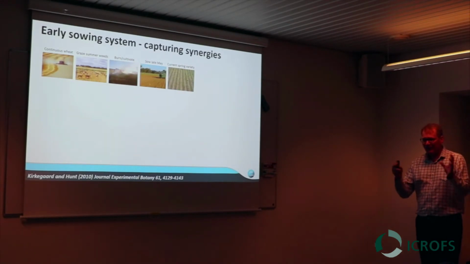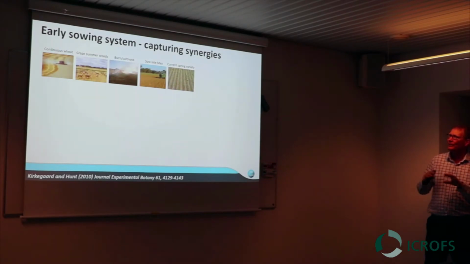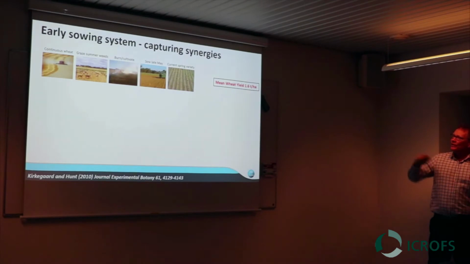So I want to summarise now a 5-year project, which we call the Water Use Efficiency Project, and I want to summarise it in the context of this early sowing opportunity. So the wheat system in Australia, very briefly and pictorially, a lot of people are growing continuous wheat. They'll graze the sheep on the stubble in summer, and then they'll burn and cultivate the soil, plant the crop in May, with usually a spring variety of wheat. So that's the typical system that occurred across a lot of Australia, and the mean wheat yield across the country, 1.6 tonnes per hectare at that time.